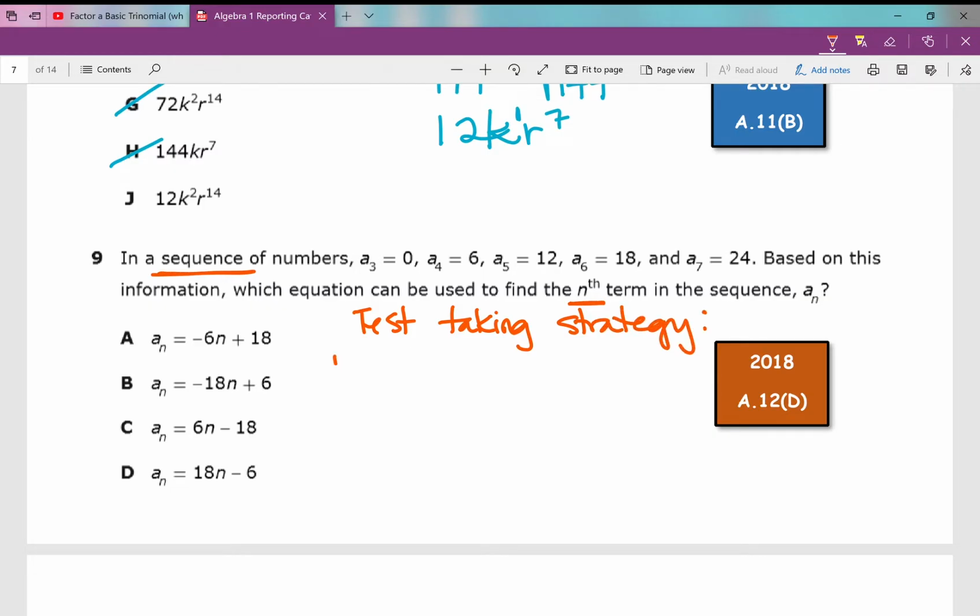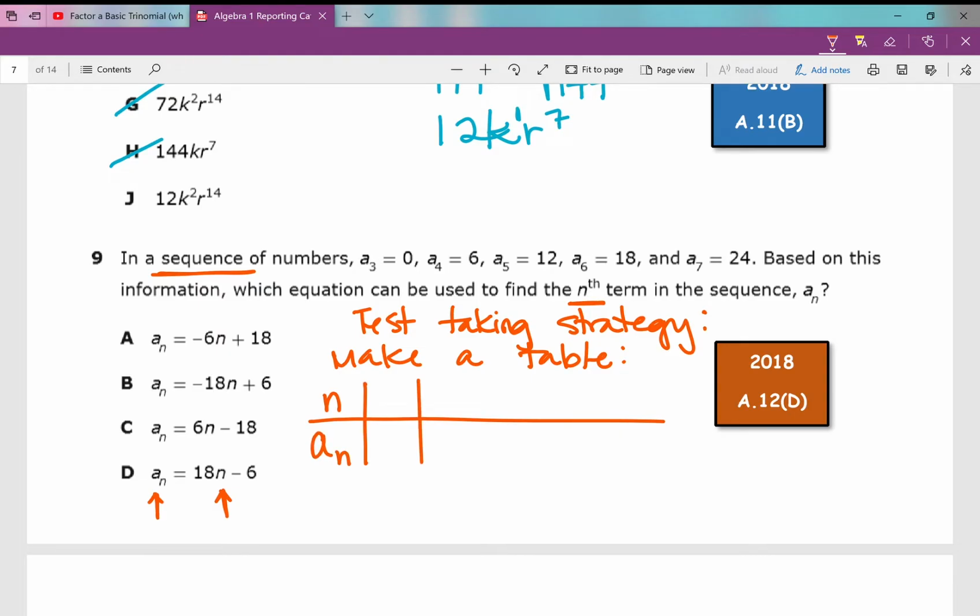Make a table. What are we given? What are we looking at? All right, so if I'm looking at, obviously in my answer choices, I have an n and I have an a sub n. So let's let n be like our x values that you're probably used to seeing, and a sub n be our y values that you're used to seeing. And let's just make a little table.